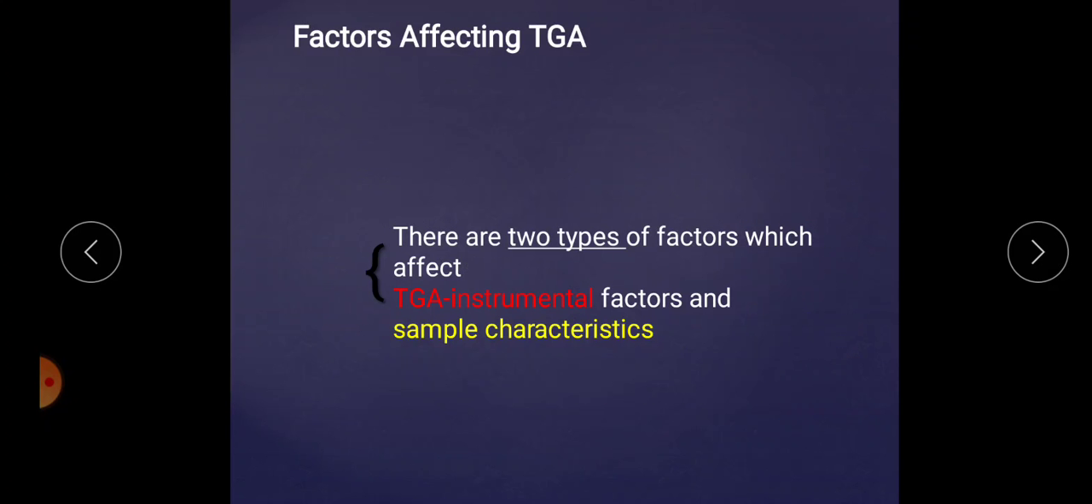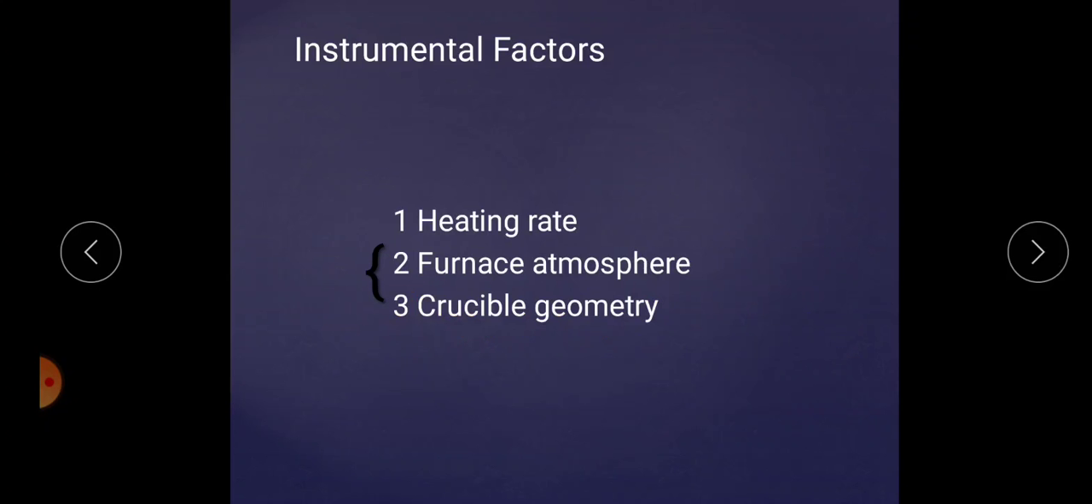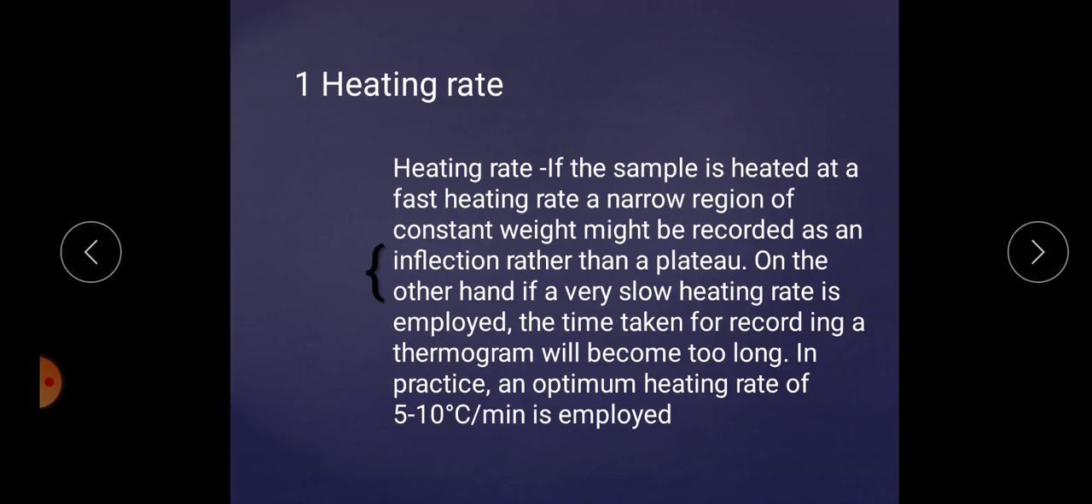Now the next point is factors affecting TGA. There are basically two factors. First is the instrumental factor and second is the sample factor. In TGA, the instrumental factors have three sub-factors which govern the thermogram. First is the heating rate, second is the furnace atmosphere, and third is the crucible geometry. So let's start with the heating rate.